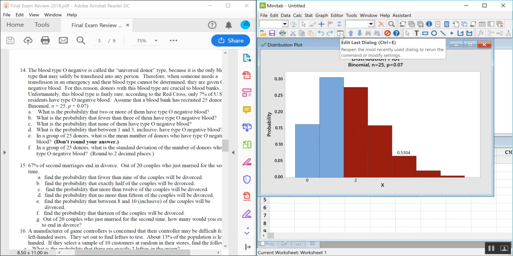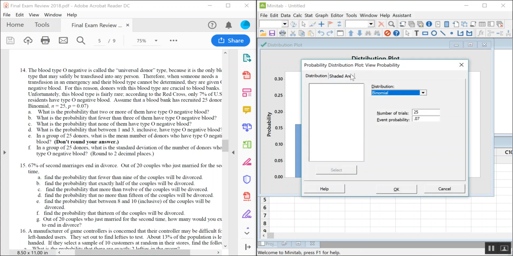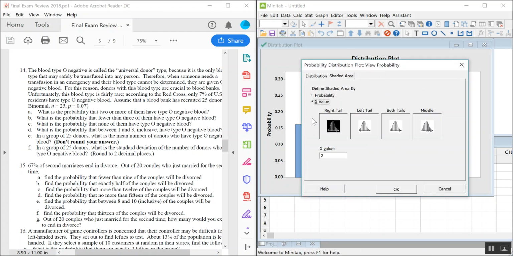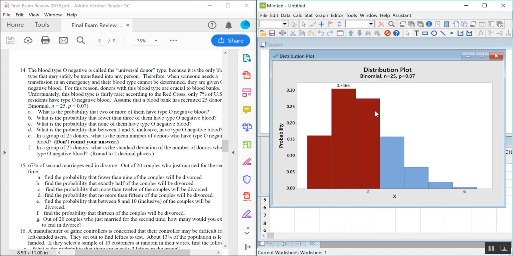So let's hit the last dialog box. We're going to go over to Shaded Area, and this time, since I'm not going to the right, I'm going to the left. You notice how it's that little gray area right there. I want 2 or less, which is this one, also known as fewer than 3, or less than 3, which is less than or equal to 2.